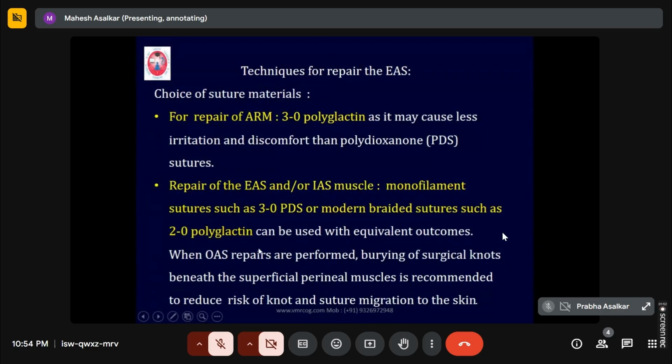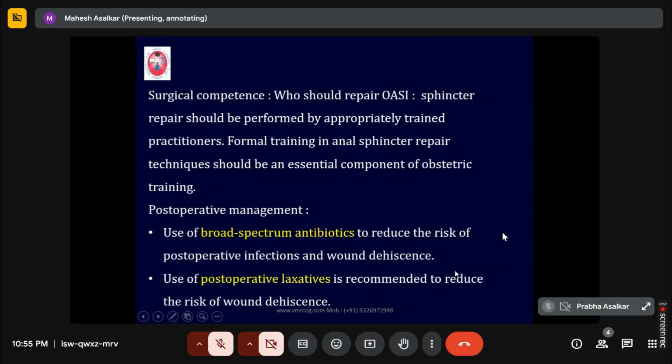When obstetric anal sphincter injuries are repaired, burying of surgical knots beneath the superficial perineal muscles is recommended to reduce the risk of knot and suture migration to the skin. Now, surgical competence. Who should repair these obstetric anal sphincter injuries? Sphincter repair should be performed by appropriately trained practitioners. Formal training in anal sphincter repair technique should be an essential component of obstetric training.